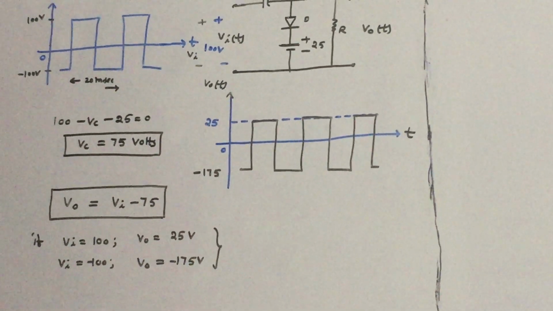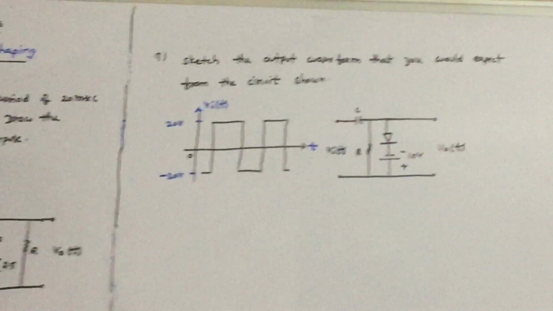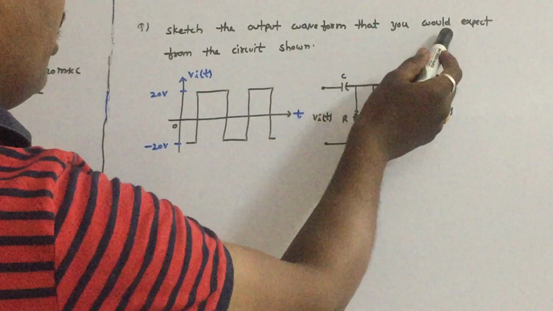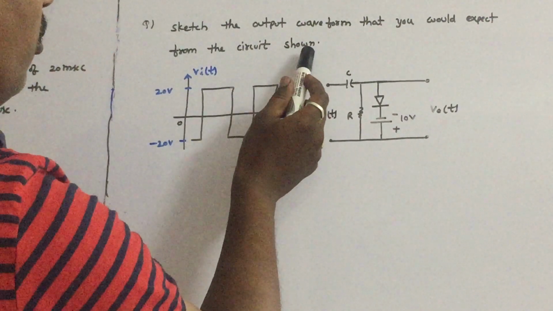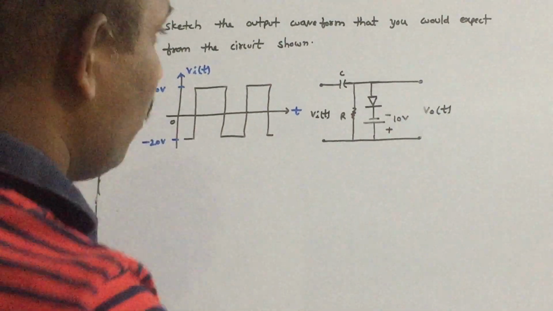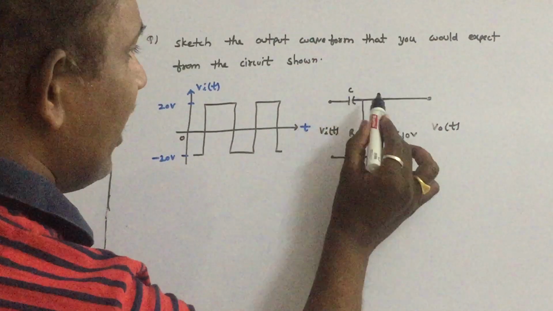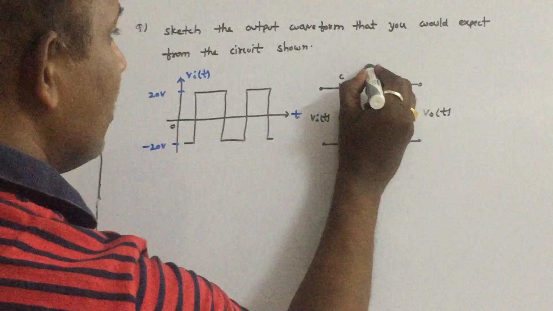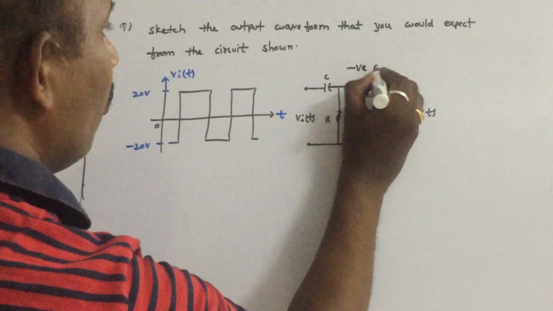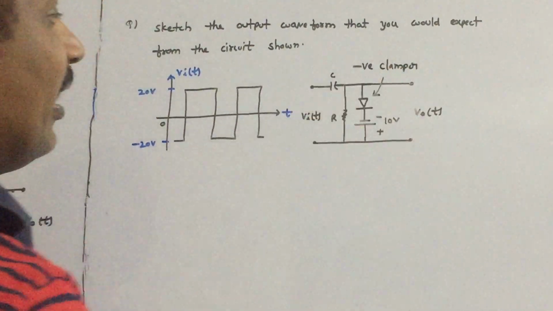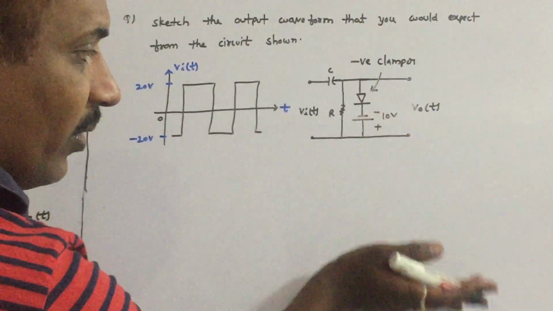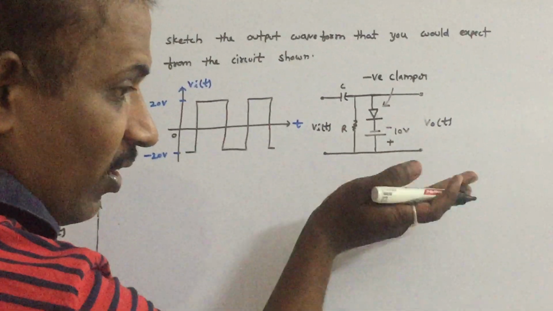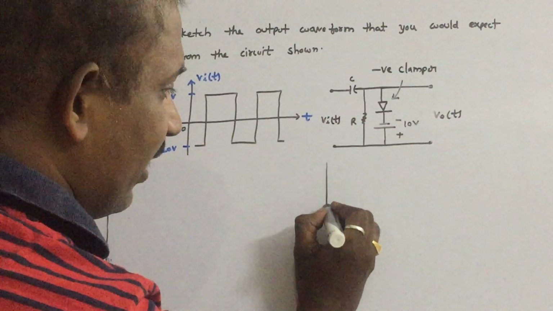So let us check out another question. Sketch the output waveform that you would expect from the circuit shown. So let us see. You can see that this is a negative clamper because the diode direction is like this. You have to understand that it is a negative clamper. First point you have to observe it as a negative clamper. In negative clamper, the waveform will come below 0, but biasing is given like this, so therefore it starts from -10. That is what I have explained in the previous classes.